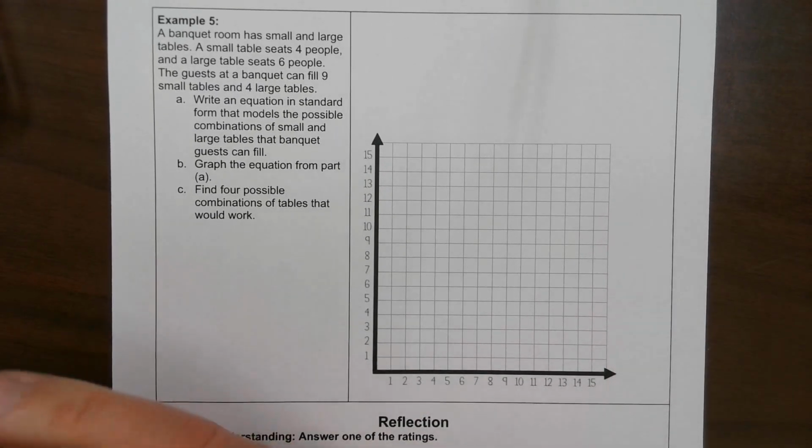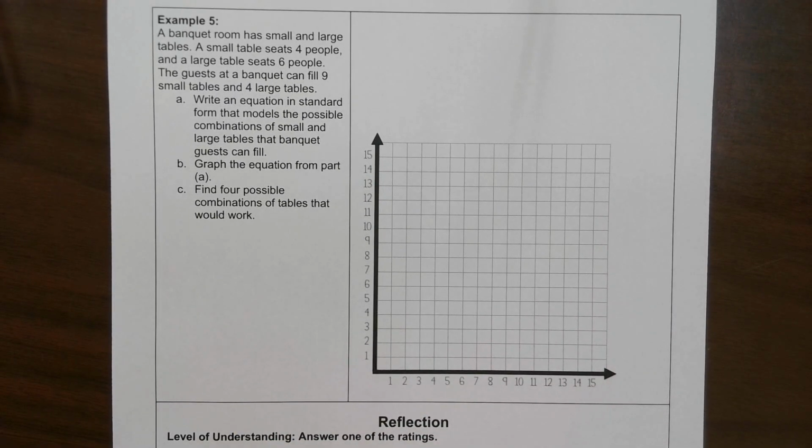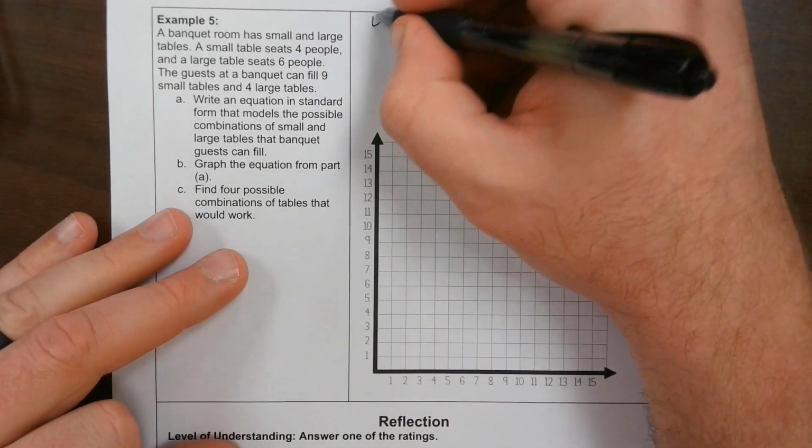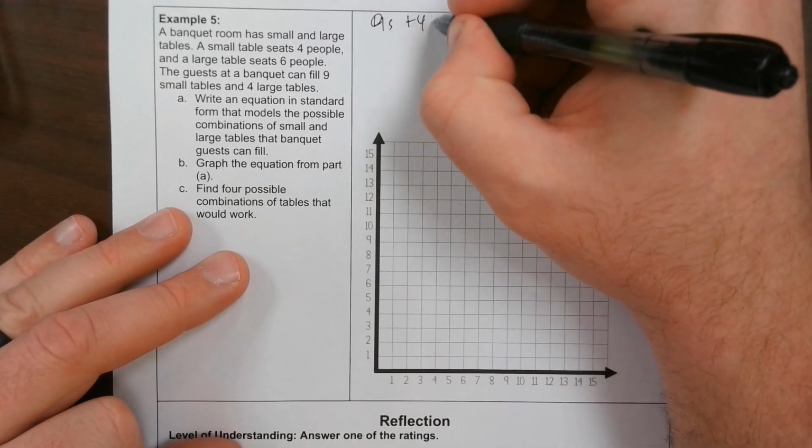Example 5. A banquet room has small and large tables. A small table seats 4 people and a large table seats 6. The guests at the banquet can fill 9 small and 4 large tables. So 9 small and 4 large.